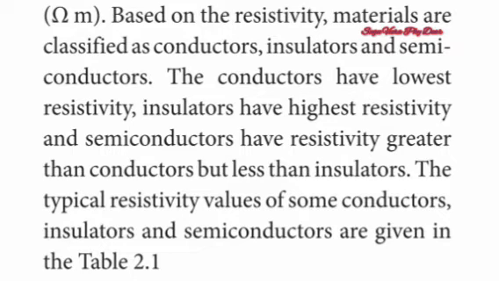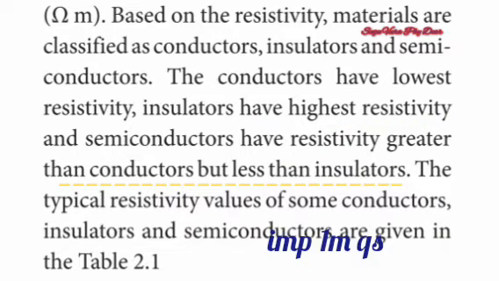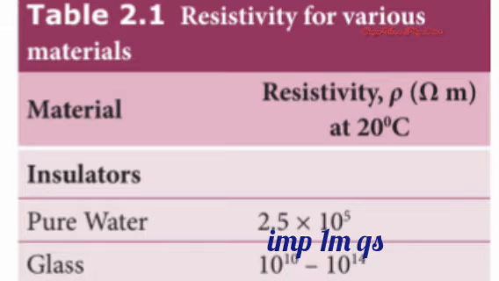Based on the resistivity, materials are classified as conductors, insulators and semiconductors. The conductors have the lowest resistivity, insulators have the highest resistivity, and semiconductors have resistivity greater than conductors but less than insulators. The typical resistivity values of some conductors, insulators and semiconductors are given in the table. The resistivity of the material at 20 degrees Celsius.